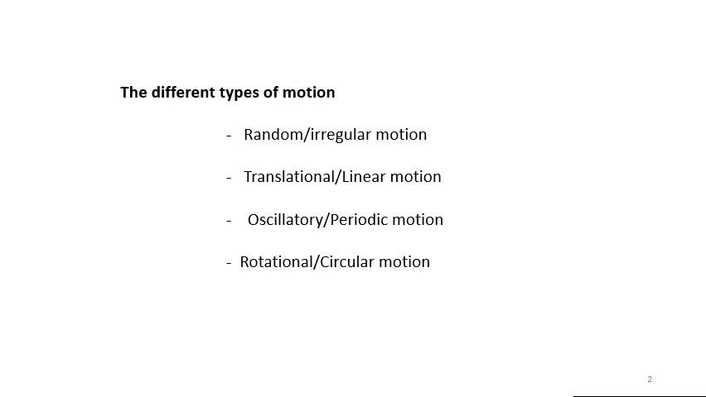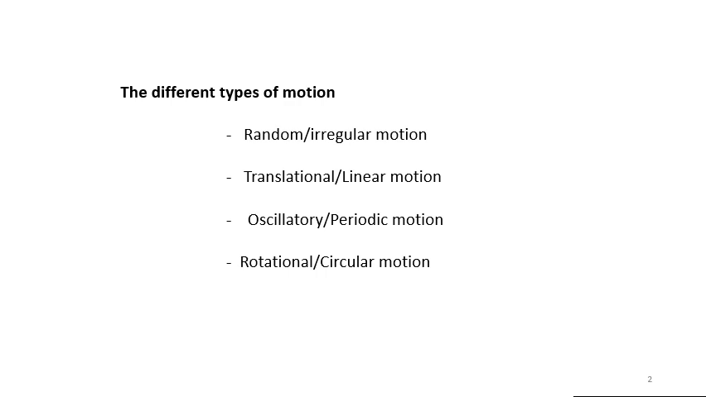That's a typical example of oscillatory motion or periodic motion. And we have rotational or circular motion. And this is a body following a curved path or a circular path. For example, a disc spinning on its axis, that's a body in circular motion. A ball spinning on its axis is also a body in circular motion.